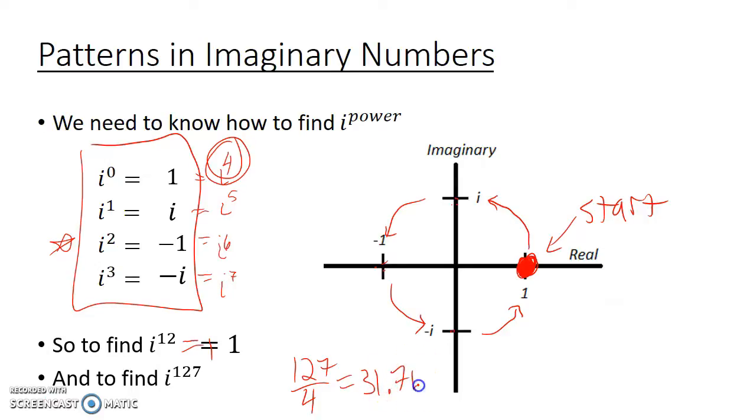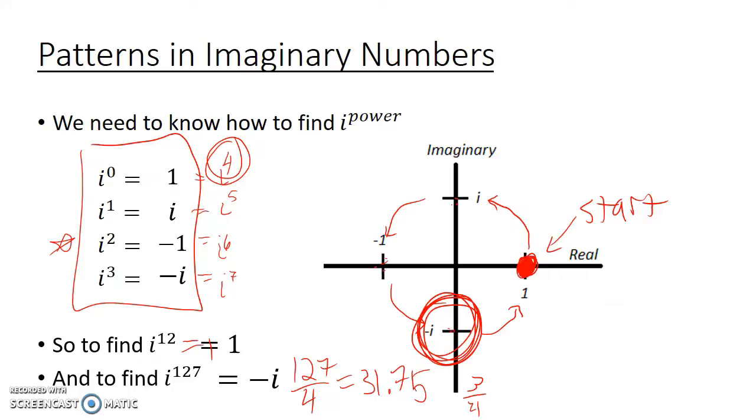What happens is I would go around 31 times around this circle, and I'd be left with this 0.75, which tells me 1, 2, 3. That's sort of like 75% of the way around the circle, or if you want to do it as a remainder, it'd be like 3/4. It'd be 3 more spots around the circle. And so my answer here would really be -i.